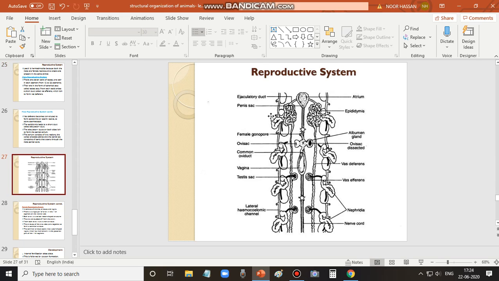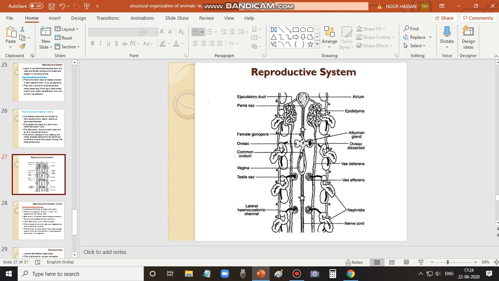Going to this picture, from this slide you can understand the structure of the male reproductive system. This is what is called a testis sac. The testes are 11 pairs, arranged from the 12th to the 22nd segment, and each testis is in the form of a spherical sac, so it is called a testis sac. From each sac a short duct arises, called vas efferens, and vas efferens joins a duct called vas deferens. This lengthy one on both sides is the vas deferens.